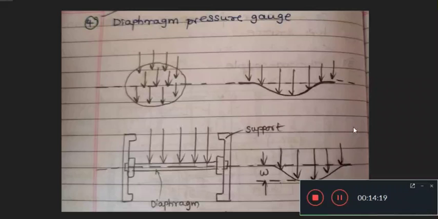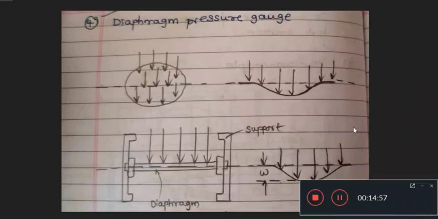Between two rings, the measured media exerts a force on the diaphragm, where the diaphragm deflects and it is transmitted to the linkage, which in return is transmitted to the rotational motion of the pointer, as shown in the figure. The elastic deformation of the diaphragm measures the difference between unknown and reference pressure.